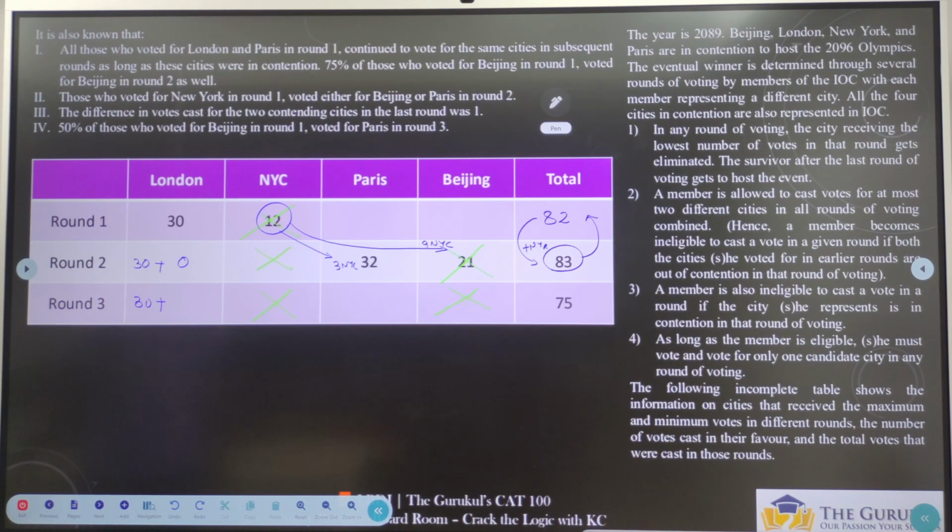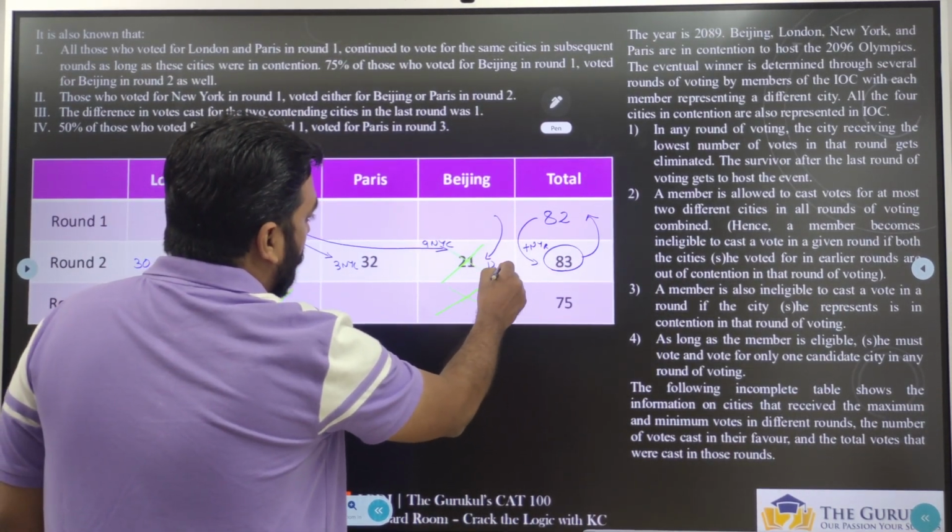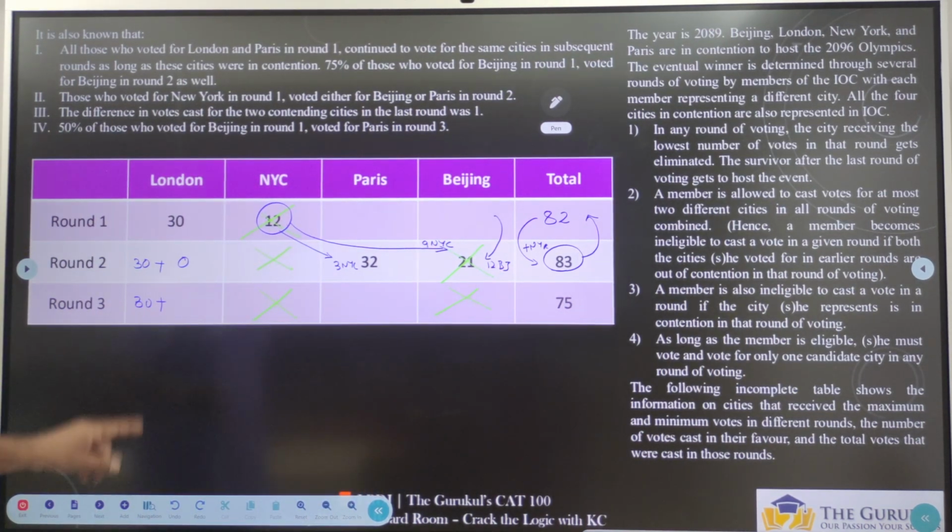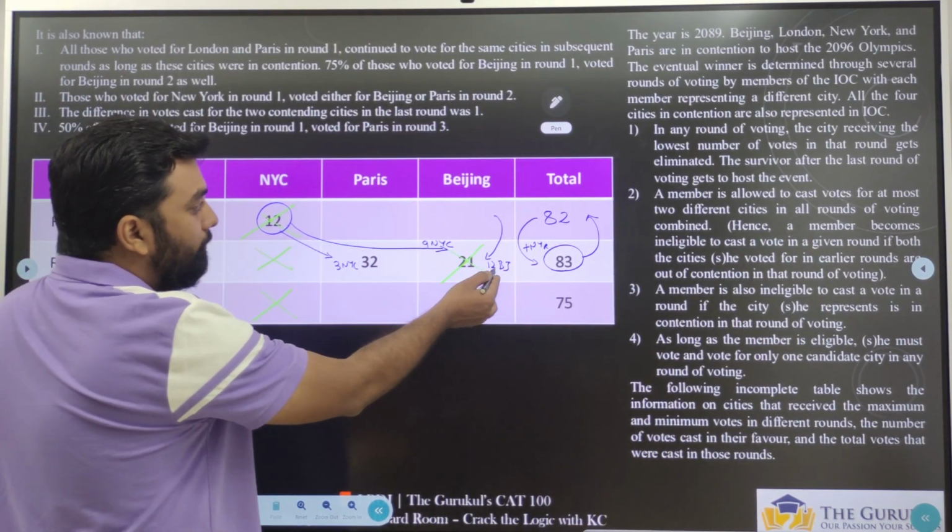75% of those who voted for Beijing in round 1 voted for Beijing in round 2 as well. How many voted? 75% of those who voted for Beijing in round 1. Now, how will I know how many people voted for Beijing in round 1? In Beijing, if you observe, out of this 21 people, 9 people are from New York City. Out of 21, if 9 are from New York City, the remaining 12 are from Beijing in the previous round. Right, that 12 people over here continued, 12 are from Beijing. Now they clearly gave us 75% of those who voted for Beijing in round 1 voted for Beijing in round 2. So this 12 is Beijing.